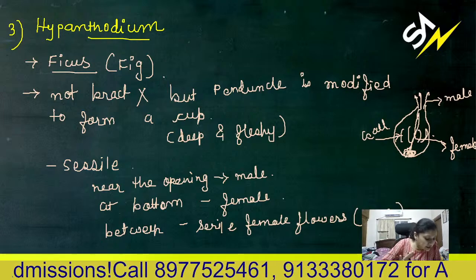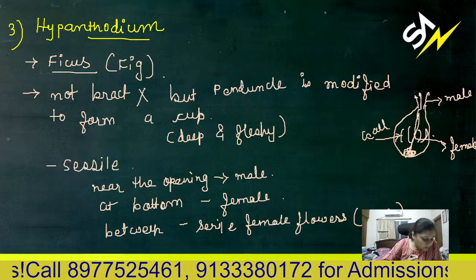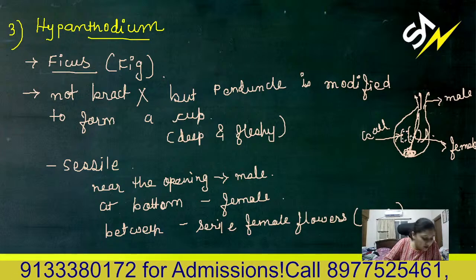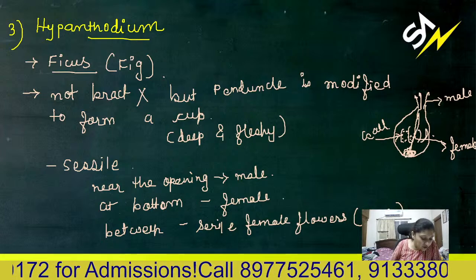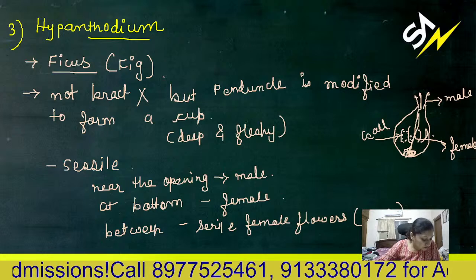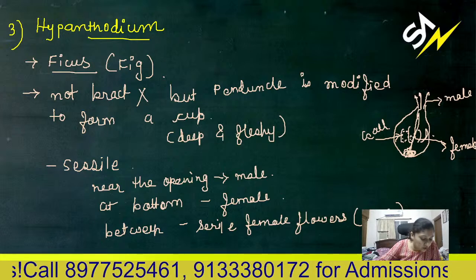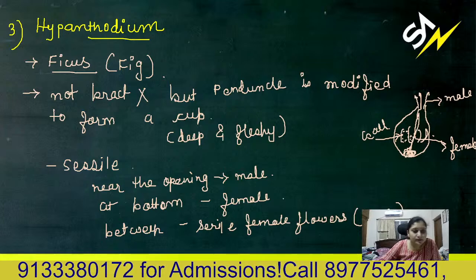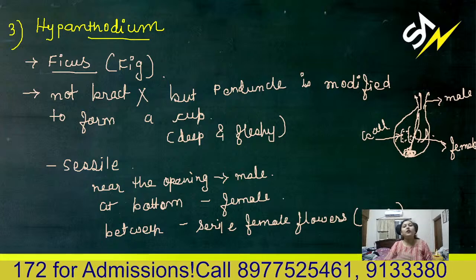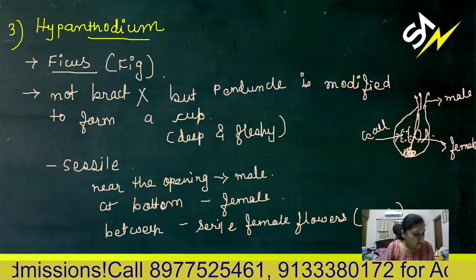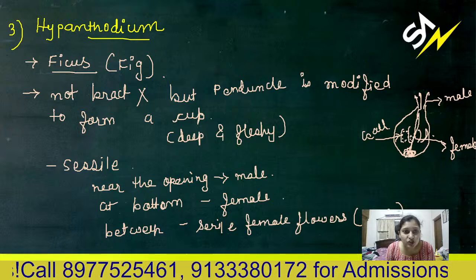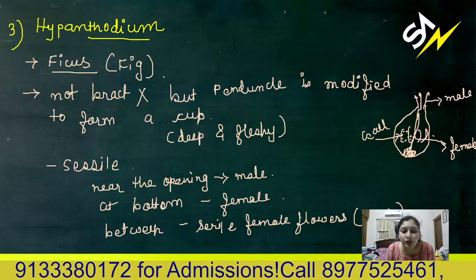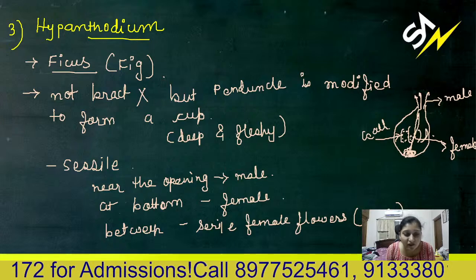So pollination in this type of plant takes place by insects which lay eggs in gall flowers. They lay eggs here and pollination takes place by an insect called Blastophaga. And after fertilization only, the whole inflorescence becomes a fig fruit. So this is called hypanthodium type of inflorescence. So fig, anjeer as we say, is actually which type of inflorescence? Hypanthodium. A complete inflorescence forming one complete fruit, the fig fruit.